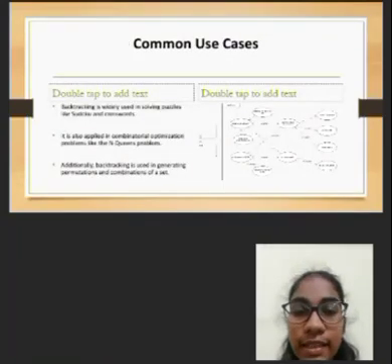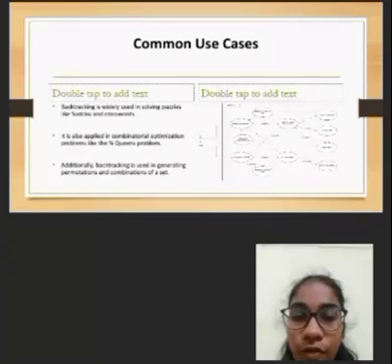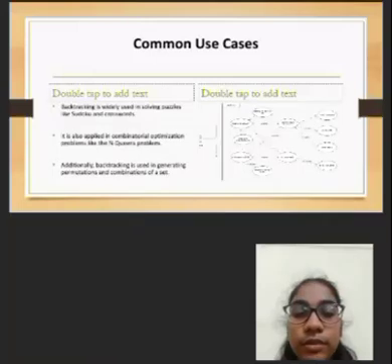Common use cases. Backtracking is widely used in solving puzzles like Sudoku and crosswords. It is also applied in combinatorial optimization problems like the N-Queens problem. Additionally, backtracking is used for generating the permutations and combinations of a set.